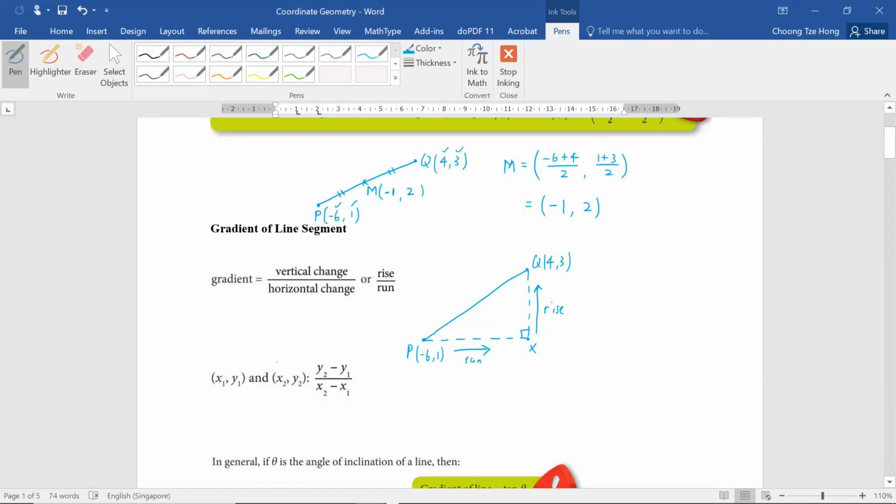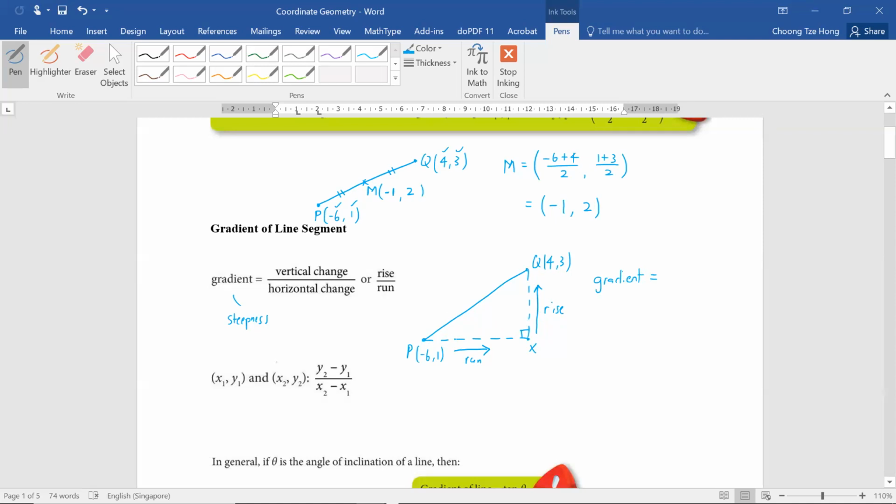The gradient is a number to measure the steepness of a line. To find the gradient, it is defined as taking the rise, which will be a certain number, and dividing by the run. So in this case, let's try to calculate the gradient for this particular line.